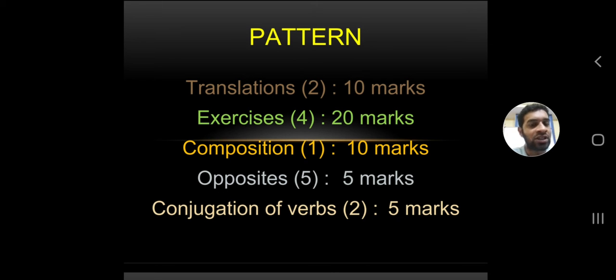Then conjugation of verbs: you'll be asked 2 verbs to conjugate, for 5 marks. It will be in the present tense, in affirmation. So no need to worry about the past tense or future tense and so on. Those are some of the basic verbs in French. And we've got no choice, we don't have any choice for the composition or anything else. So we've got 50 marks.